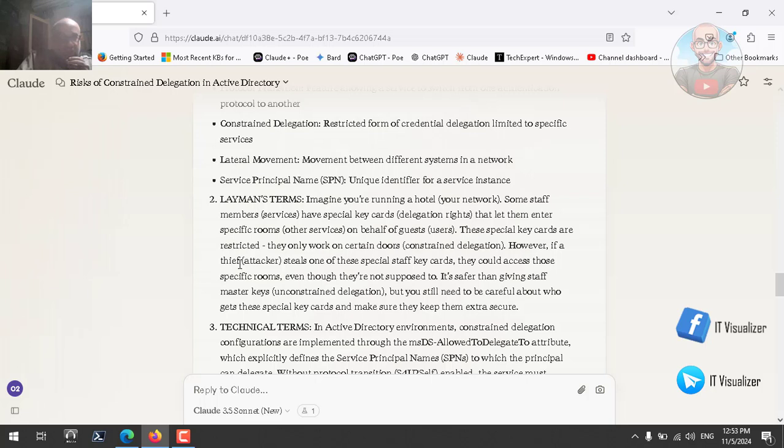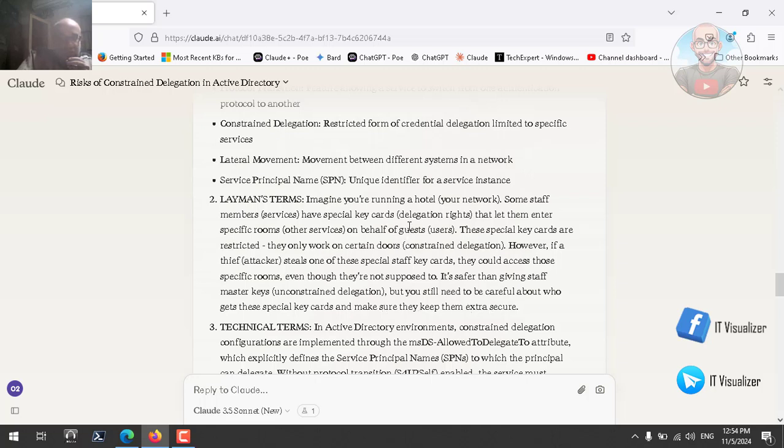However, if an attacker or a thief steals one of the special keys or staff keys, they could access those specific rooms even though they are not supposed to. It is safer than giving staff master keys. So here we are talking about unconstrained delegation versus giving staff constrained access to certain rooms, not unconstrained access. But you still need to be careful who gets these special key cards and make sure they keep them extra secure.